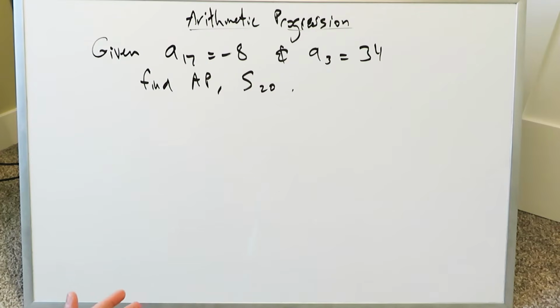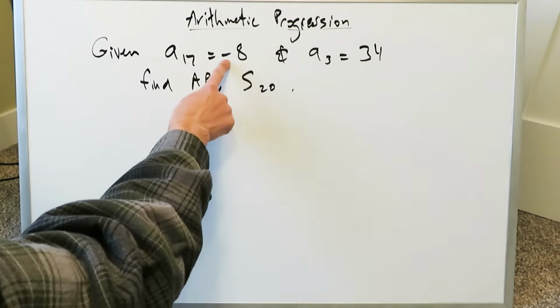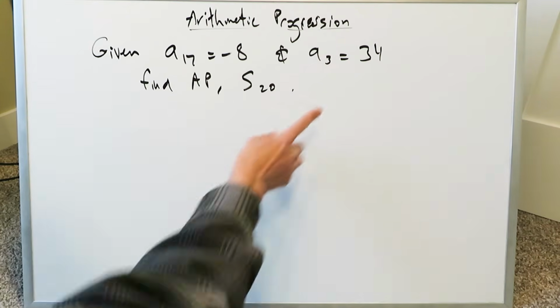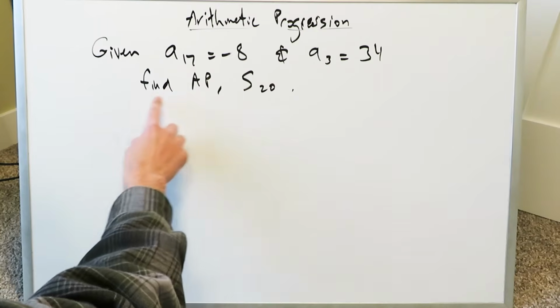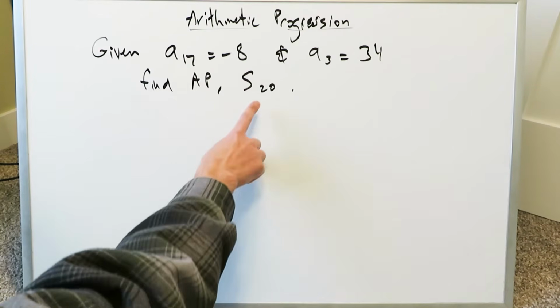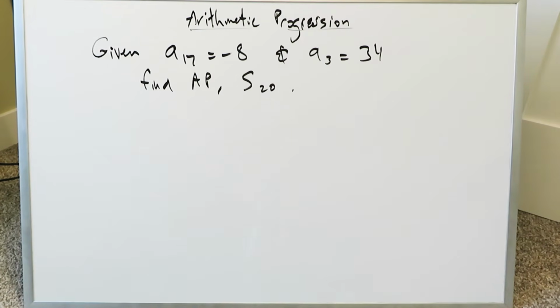Now this right here is not a very straightforward question because you have to kind of work backwards, and it'll involve multiple different skills to solve it. You're given the 17th term, which is minus 8. You're given the third term, which is 34. We have to find the series, what is the arithmetic progression, or get a rough idea of that progression, and we have to find the sum of the first 20 terms. How would you go about doing this?